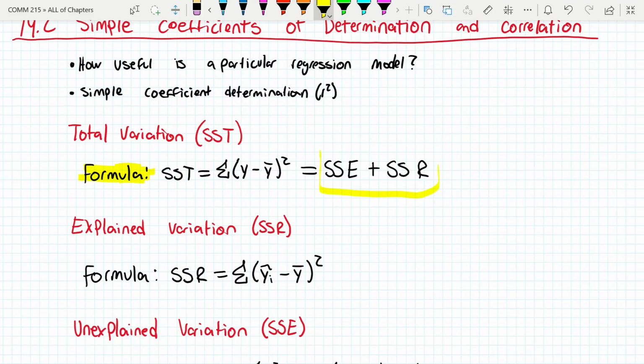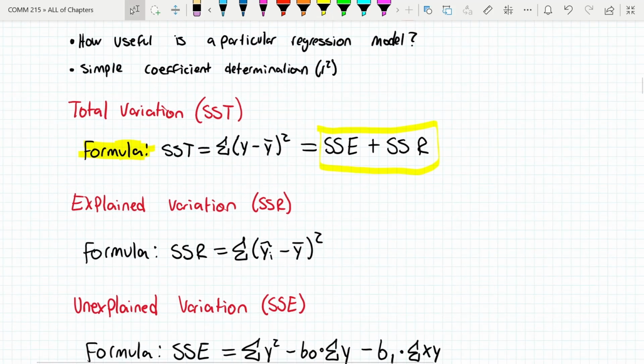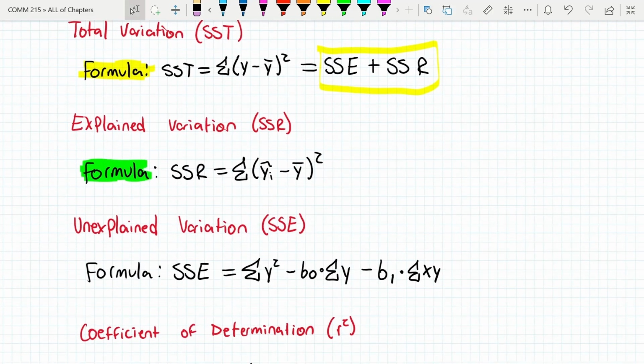So let me highlight this in yellow. The explained variation, also known as SSR, and the formula, I'll put this in green, is SSR equal to the sum of y hat minus y bar, and then square that. So, pretty straightforward. And then the unexplained variation, SSE, I'll put that in blue. It's SSE equal to the sum of y squared minus B0 times the sum of y minus B1 times the sum of x times y.